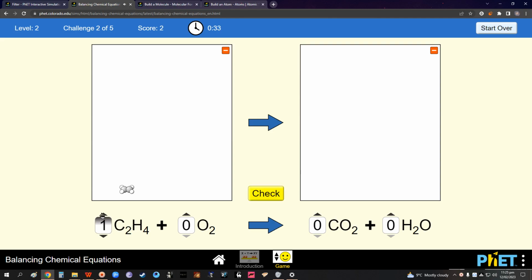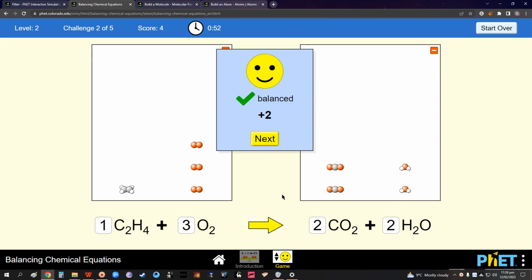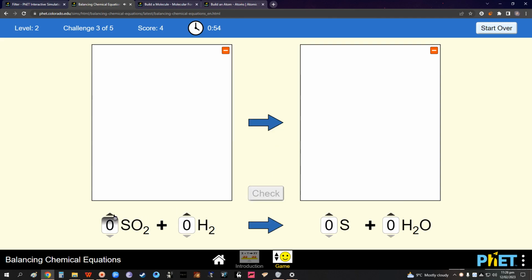Okay, next one. Just look at how the colors are there and see what you can do about it. So we have 2 carbon, so we need to have 2 carbon. We've got 4 oxygen. Let's make it 6 because we have to have an even number, right? 6, yeah, 6 4, I think that's done. Okay, that's a 2 1.